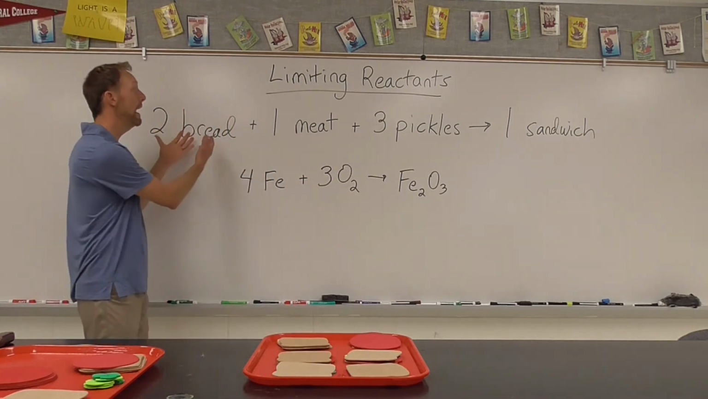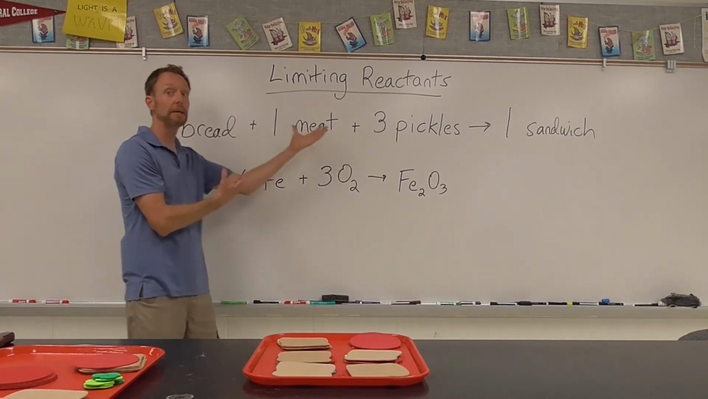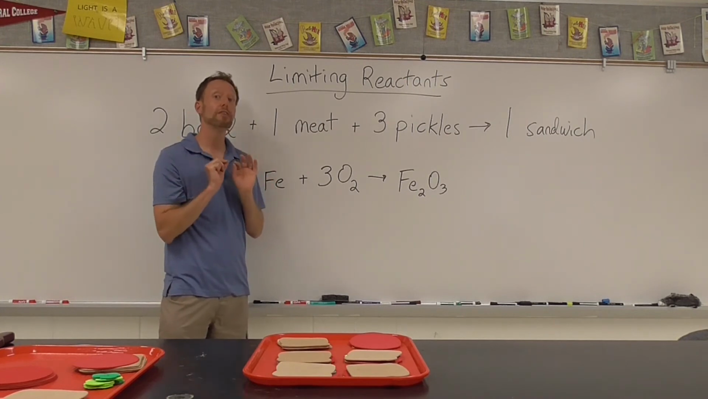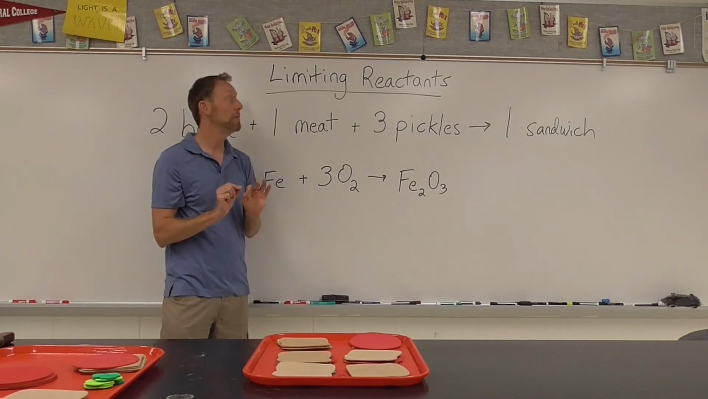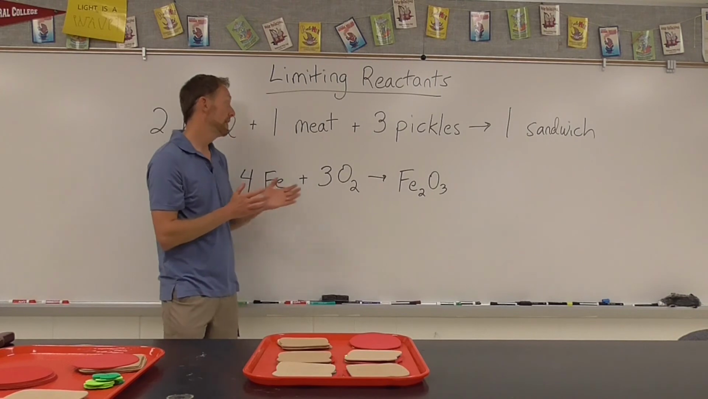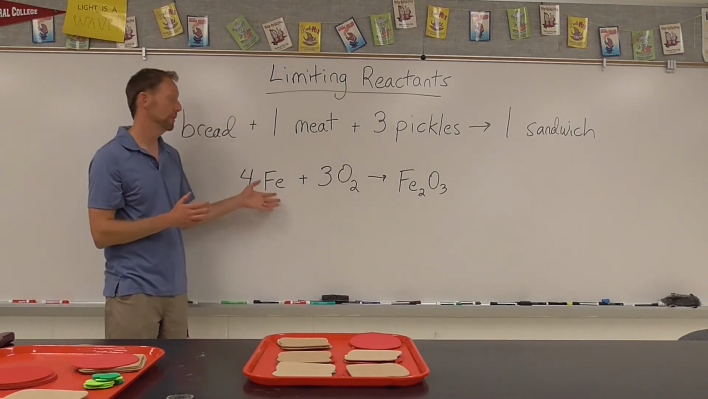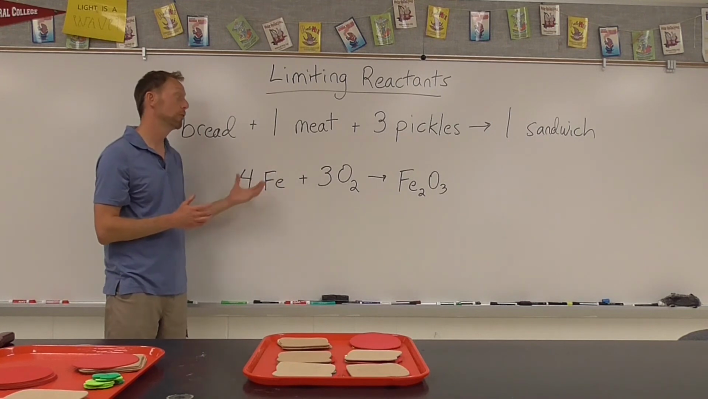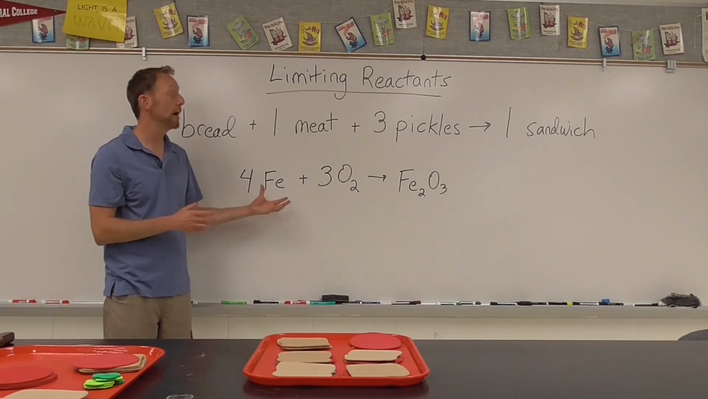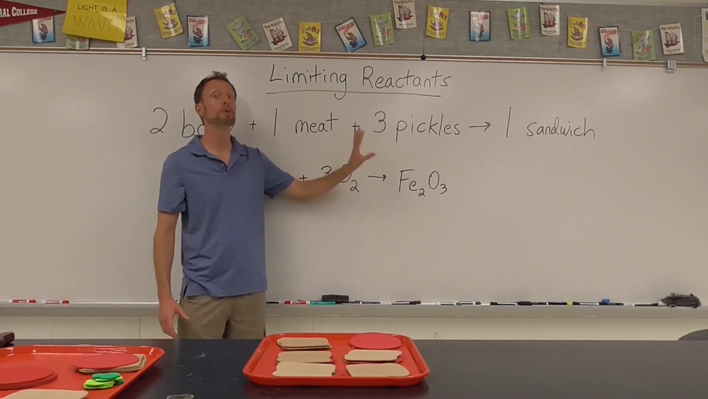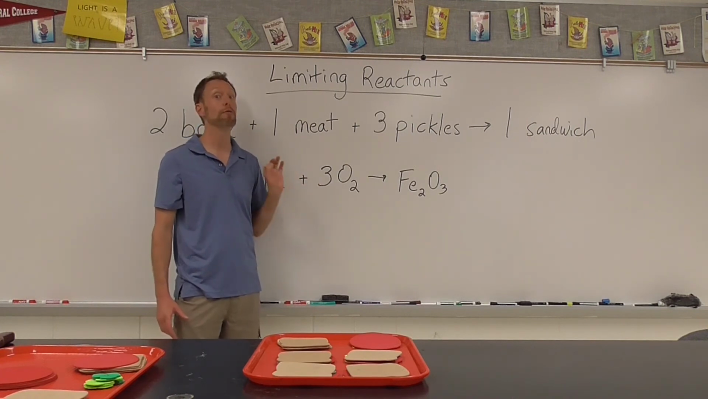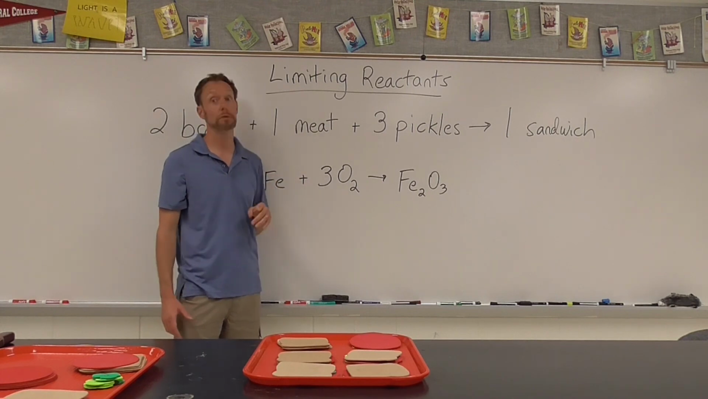In this case, I have bread, I have meat, enough to make a sandwich, but I ran out of pickles. So we say that the pickles are what is limiting me in the reaction. And because of the pickle shortage, I can no longer make a sandwich. And the same thing happens in a real chemical reaction. When I run out of one, doesn't matter which one, it just happens I have more oxygen or more iron. When that one runs out, I can no longer make product. So we say we are limited by the reactant that we run out of first. And that is a limiting reactant.